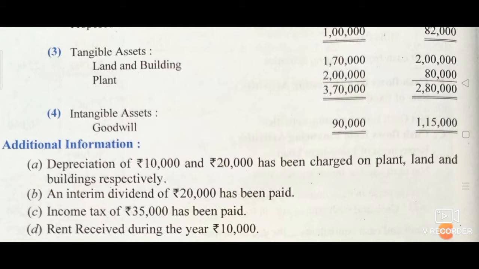Then second, an interim dividend of rupees 20,000 has been paid during the year. Interim dividend refers to dividend paid between the year, not at the end of the year.